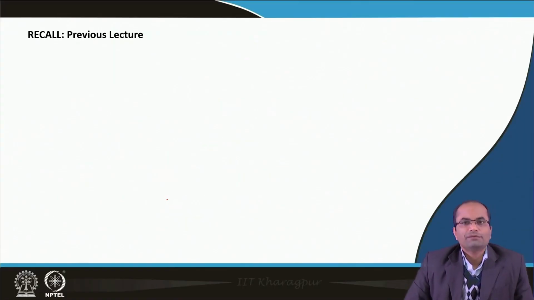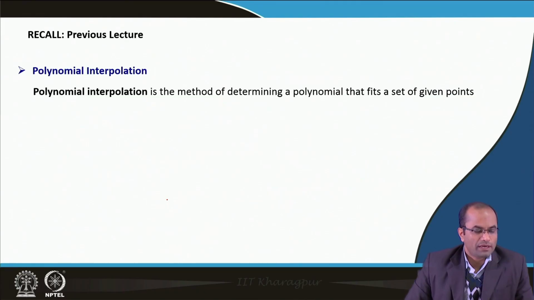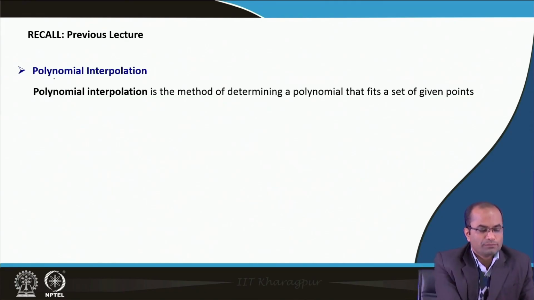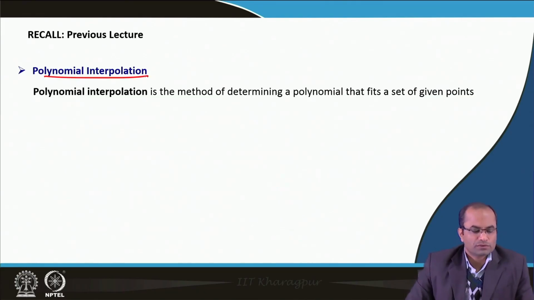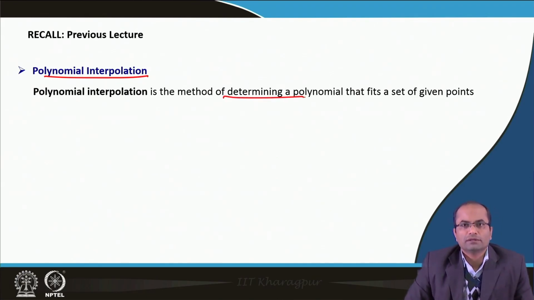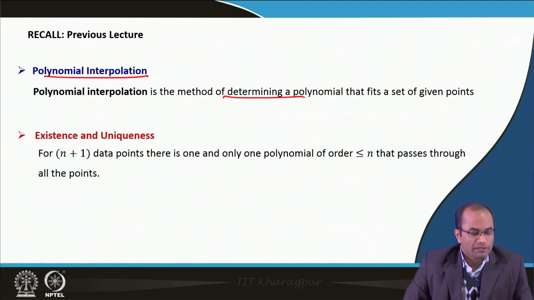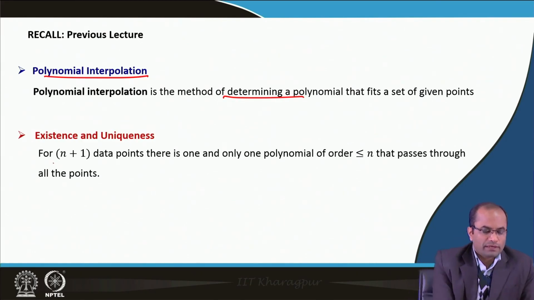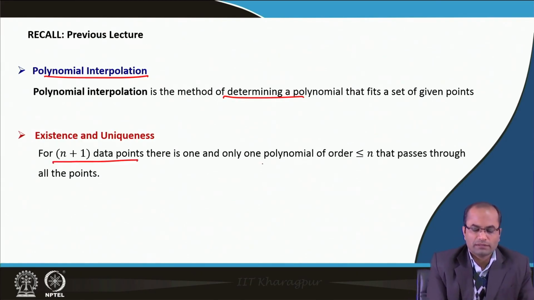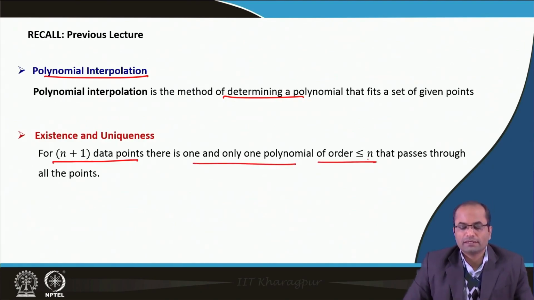So, just to recall, in the previous lecture we discussed what polynomial interpolation is. It is the method of determining the polynomial that fits a given data set, and we also talked about existence and uniqueness. Basically there is only one polynomial which passes through the given data points. So, if there are n plus 1 data points, then there will be only one polynomial of degree less than or equal to n that passes through all the points.